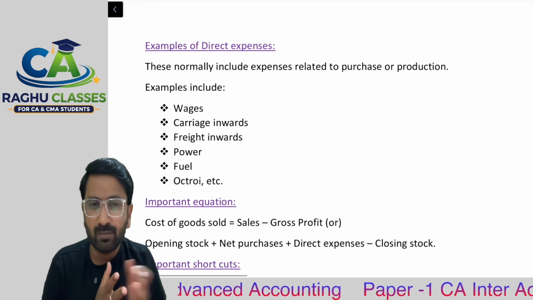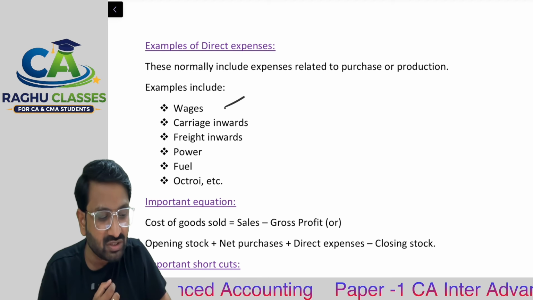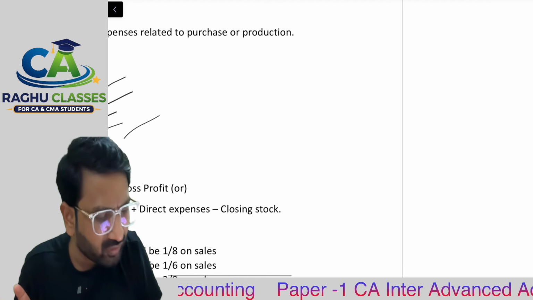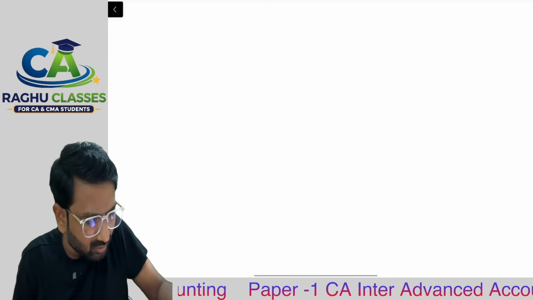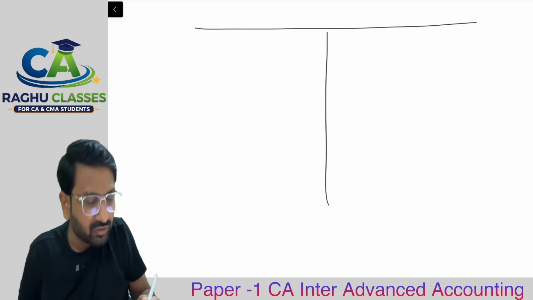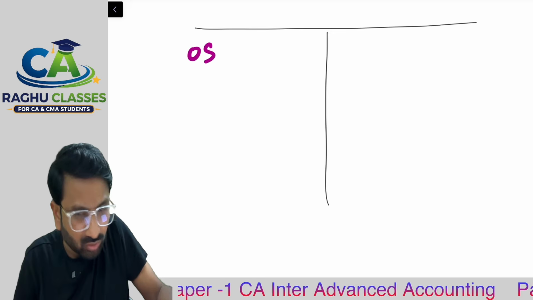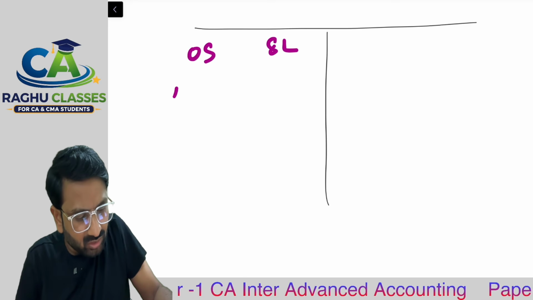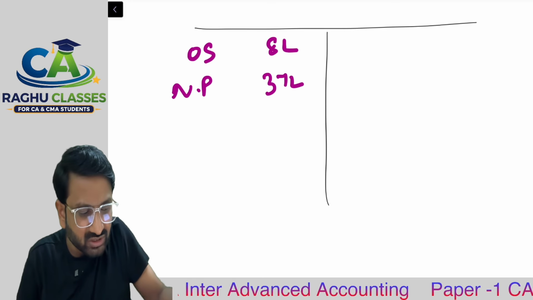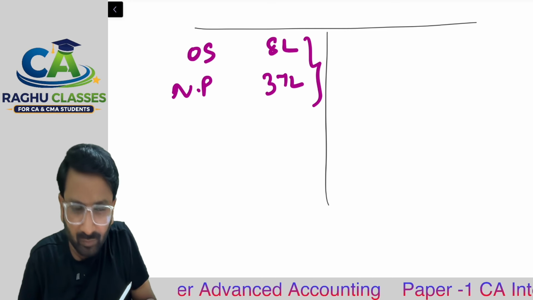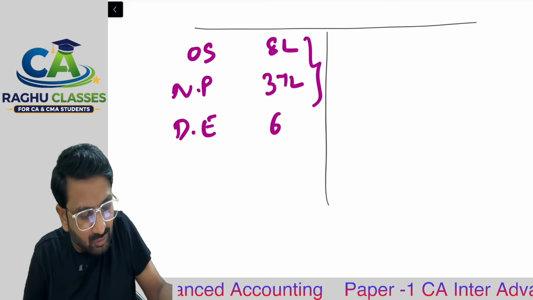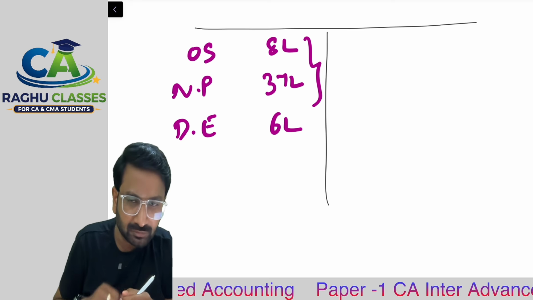I've given some examples for direct expense. You can just go through like wages, carriage inwards, freight, power, fuel, octroi, etc. Now, very, very important concept. Let's say at the beginning of the year, we had an opening stock of 8 lakh. Then my net purchases, let's say 37 lakhs. So can I say totally 45 is available with me? Then I've incurred direct expenses of another 6 lakh rupees, that is towards purchase or production.